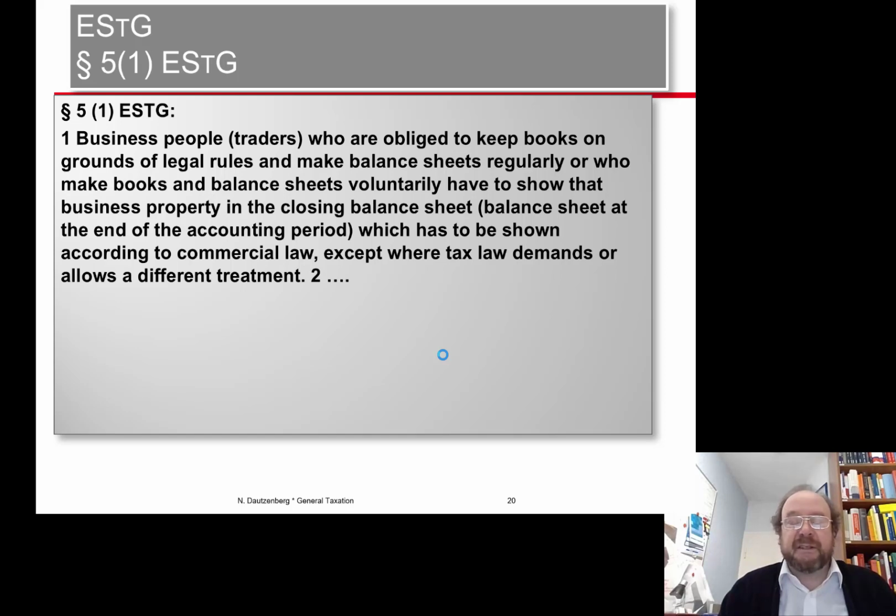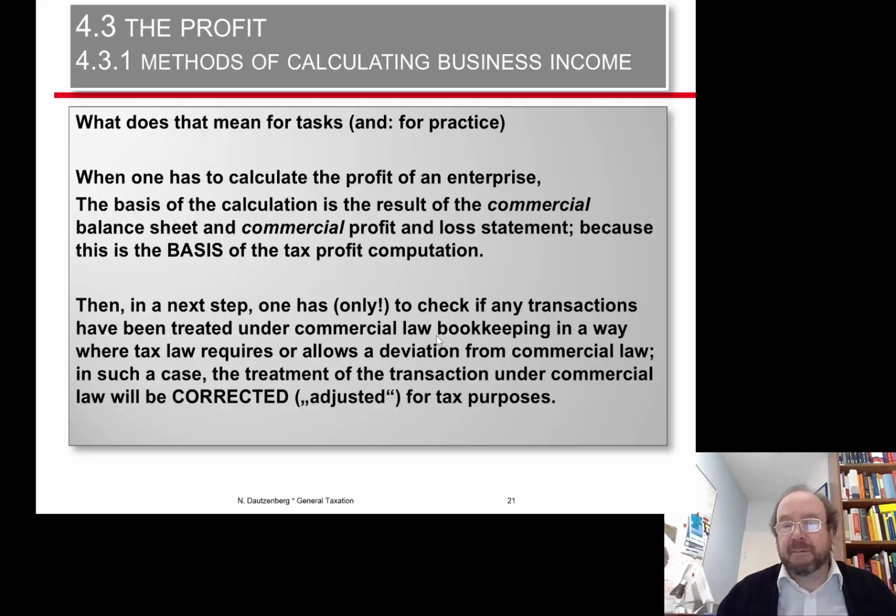So in the balance sheet at the end of the accounting period, which has to be shown according to commercial law, except where tax law demands or allows a different treatment. Sentence 2 is left out here. Only 5.1 sentence 1 is important for us. So what does that mean in practice?